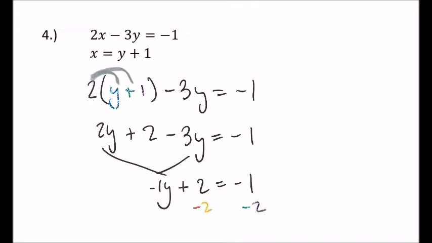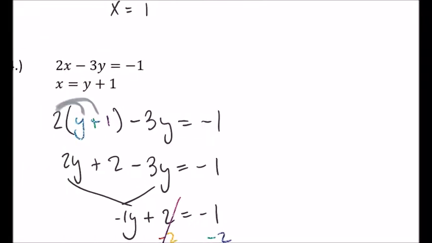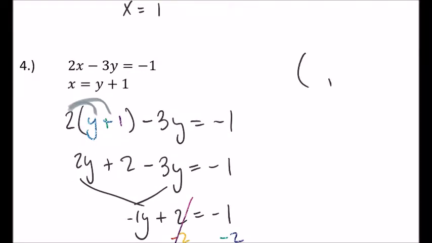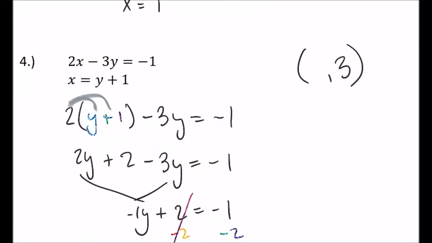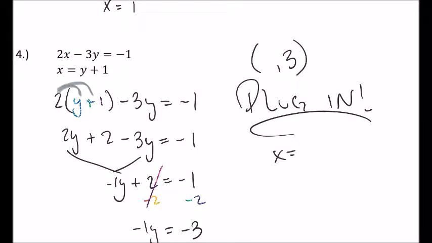Minus 2 here, minus 2 here. We're going to end up getting that negative 1y is equal to negative 3. Divide both sides by a negative 1, or multiply, it doesn't really matter. And we get y equals 3. So on this one, we know that y is equal to 3. How do we find that x again? You're right, we just plug it back in. As we plug that in, we know what y is equal to, because we got y plus 1 right there. We know what this y is equal to. X equals 3 plus 1. X equals 4.